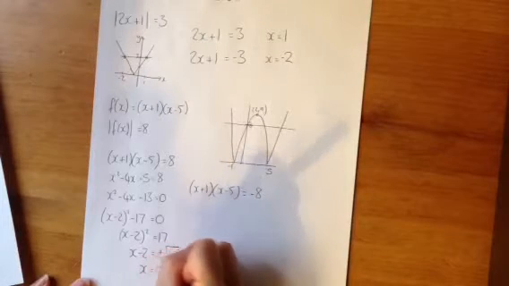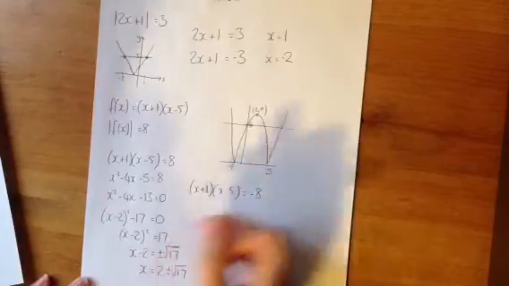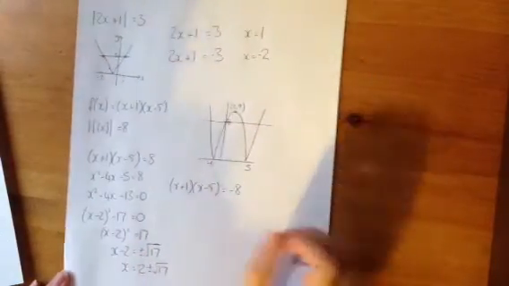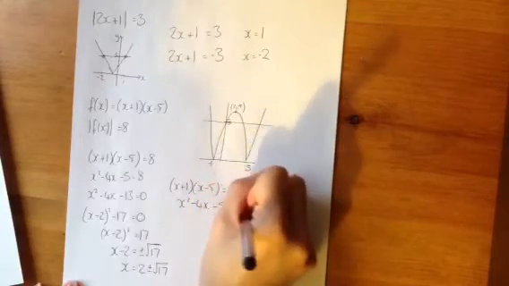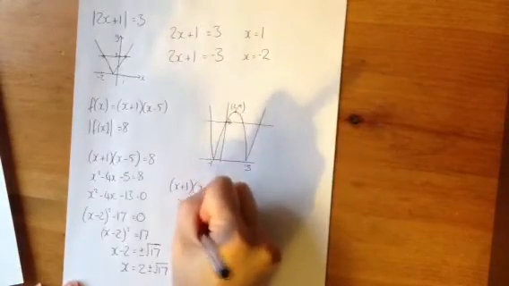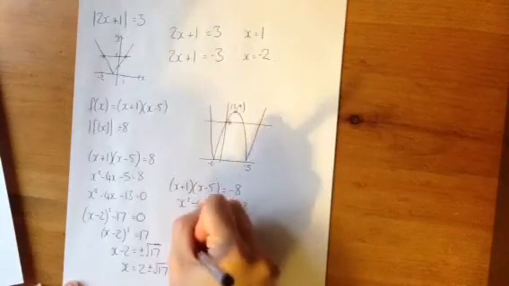So we've got 2 plus or minus root 17. Those are the solutions for this one. We're also going to do the same for this over here, and we're going to get x squared minus 4x minus 5 equals minus 8. If we take that over, we get x squared minus 4x plus 3 is equal to 0. That one's a bit easier.